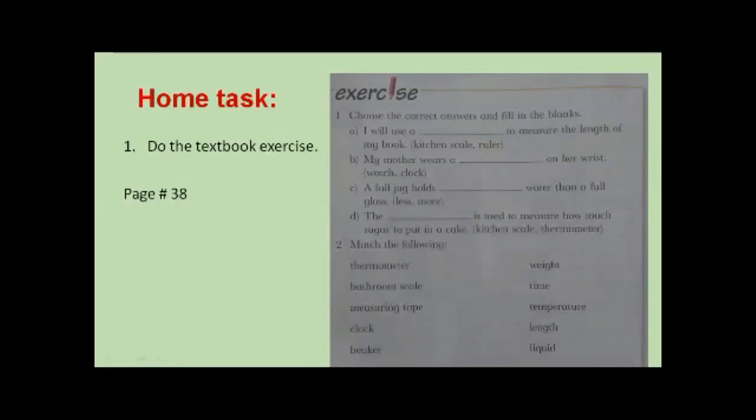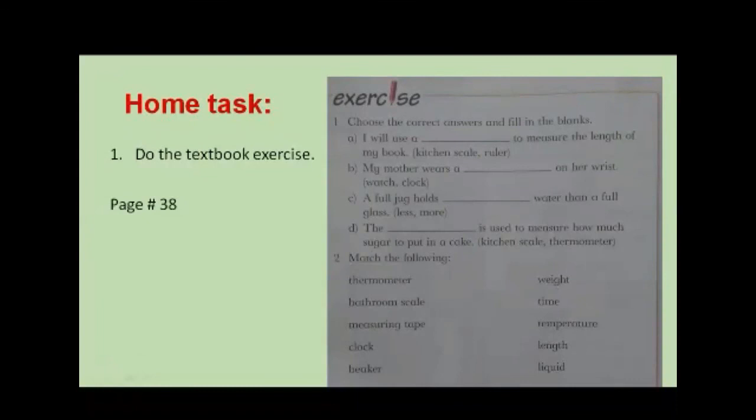The bathroom scale is used to measure the, yes, weight. Measuring tape. Measuring tape is used to measure the length. Clock. Clock is used to measure the, yes, if your answer is time, then you are absolutely right. Clap for yourself. Yes. The beaker. Beaker is used to measure the liquid. Got it? Okay, beta, I'm again sharing the home task.